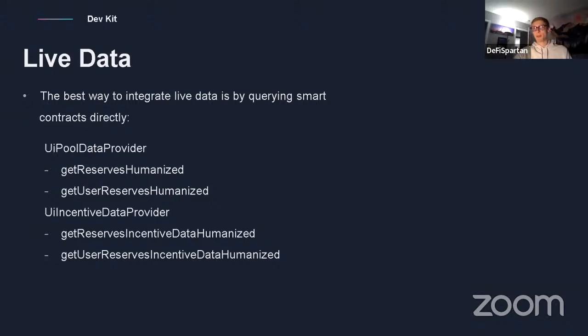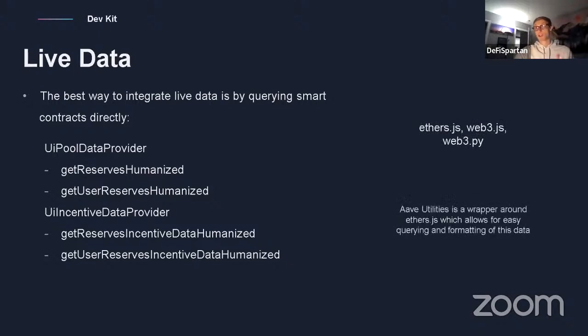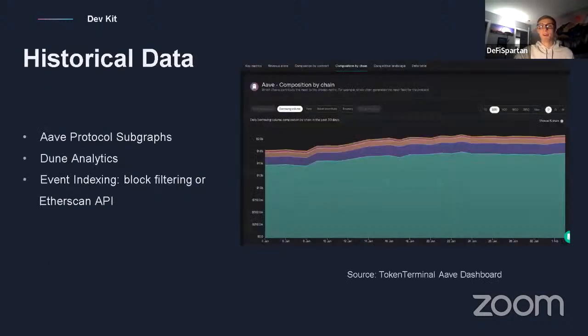And then the same Aave Utilities SDK also has different methods for easily fetching and formatting these values. So actually, I mentioned this here. Basically, you would call these contracts using whatever libraries you're most familiar with: Ethers, Web3.js, Web3.py. And the Utilities SDK that I mentioned is basically just a wrapper around Ethers, which gives you specific endpoints for calling Aave methods. It just makes it a lot easier to integrate.